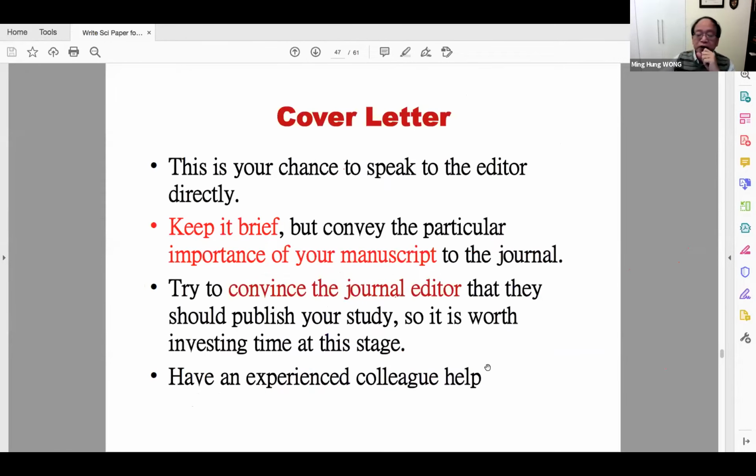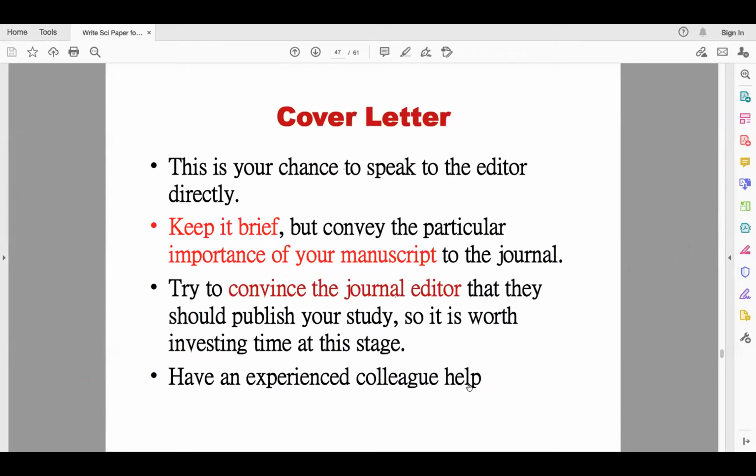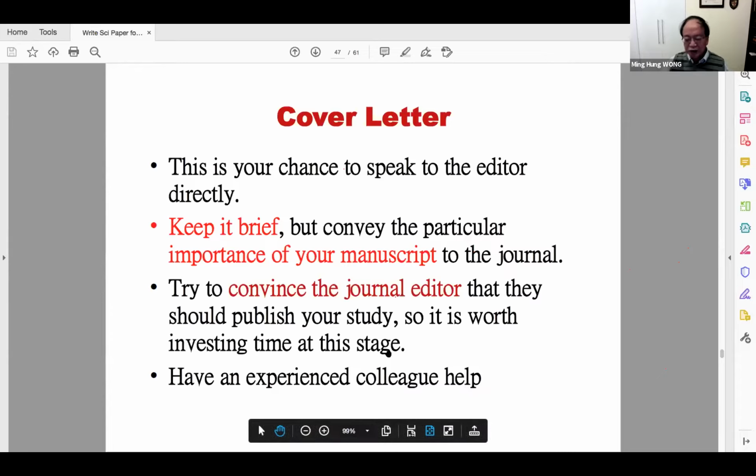Cover letter would be important. Do not write a long letter, because all these editors don't want to read long letters, maybe half a page. Try to look at the significant findings of your paper and how you can persuade them to accept the paper for sending out for review.